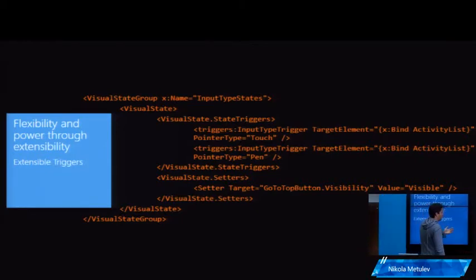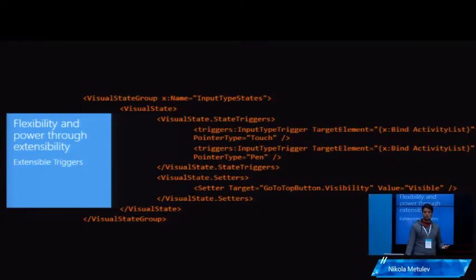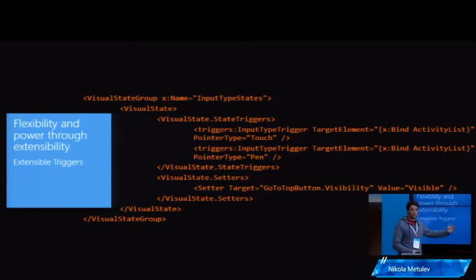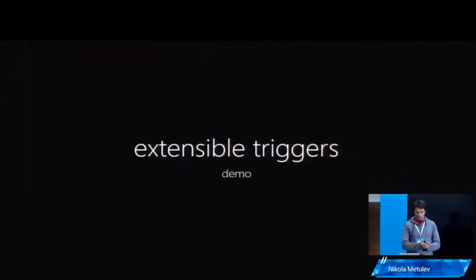For example, here's an input type trigger that you could create yourself that essentially changes the UI of the application depending on the input device a user is using. Whether they're using a touch device or a pen device, this trigger will automatically change the UI without you having to write any code in C#. I actually have a quick demo that I want to show you of an application of an extensible trigger that I've written.